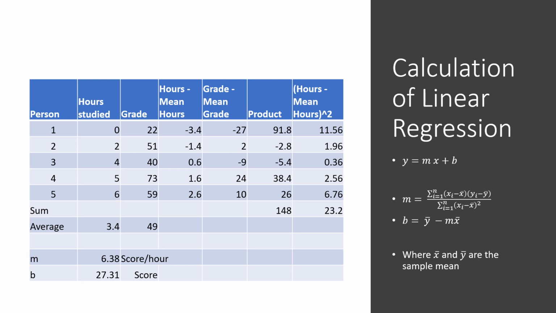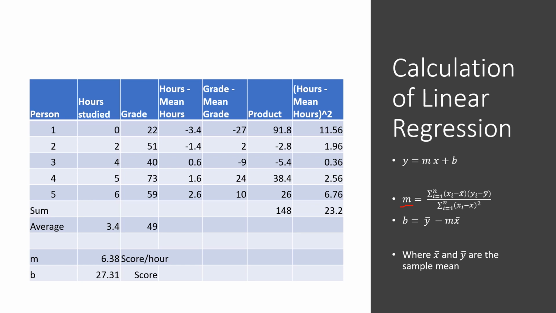We're going to divide that by the sum of xi minus x bar, the departure from the mean of x, squared. We sum that up, we divide, and we end up with m. Then b is just going to be equal to the mean of y minus m times the mean of x. All right, so let's just go through a quick example where this is done.